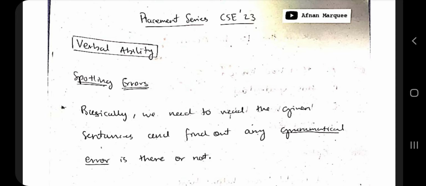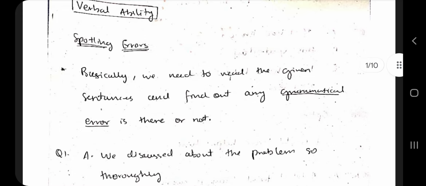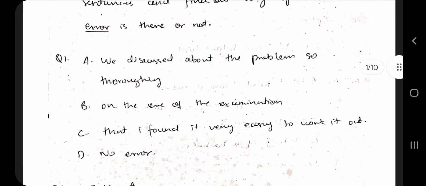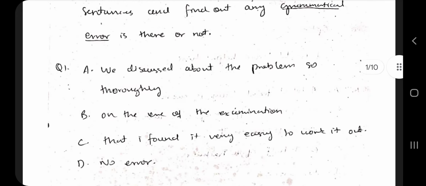Let's get started. The exercise is that we need to read a given sentence and find out if any grammatical error is there or not. Some sentences will be given, and we have to read them and find out if there is any error or not. So this is the first one.